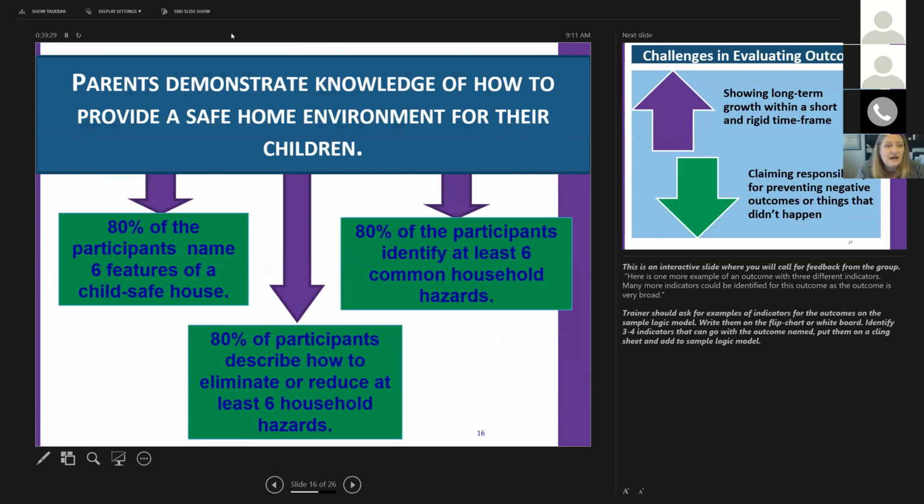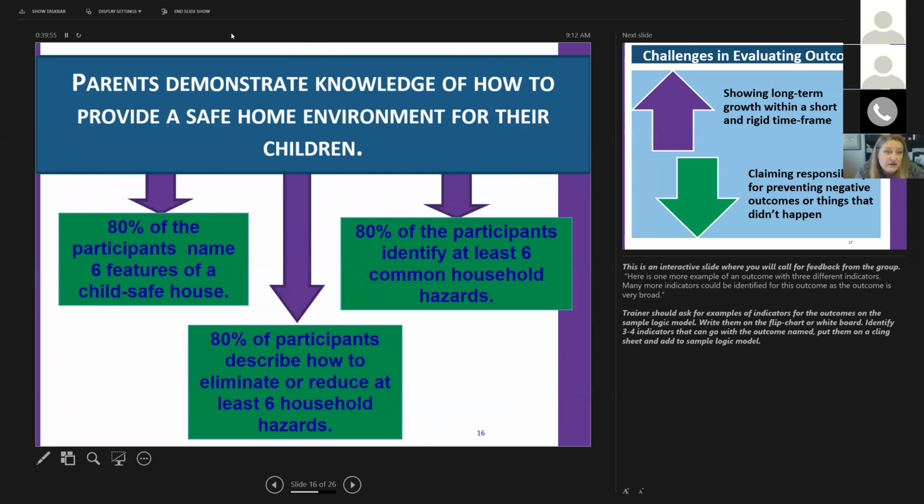So you'll see here that in the big blue box at the top of the slide, it says parents demonstrate knowledge of how to provide a safe home environment for their children. So the who in that statement is parents. They're going to demonstrate knowledge of what? How to provide a safe home environment for their children. So you'll see that follows that format. So that's our outcome statement.